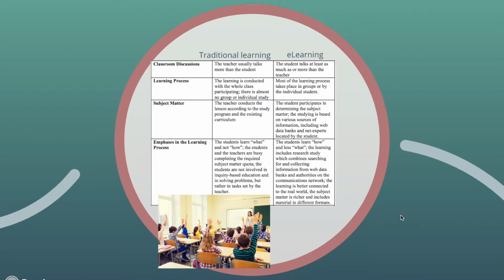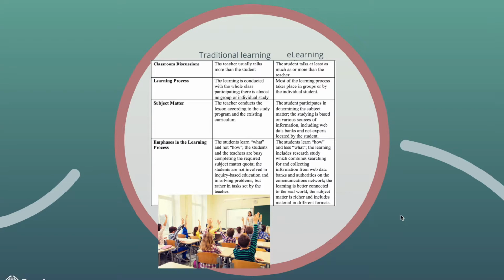In classroom discussions, in traditional learning, the teacher usually talks more than the student. In e-learning, the student talks at least as much or more than the teacher. In the learning process, traditional learning is conducted with the whole class participating. There is almost no group or individual study. In e-learning, most of the learning process takes place in groups or by the individual student.